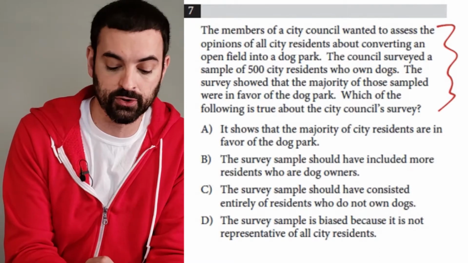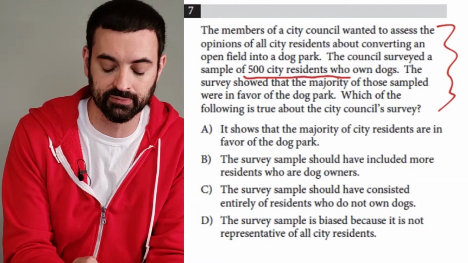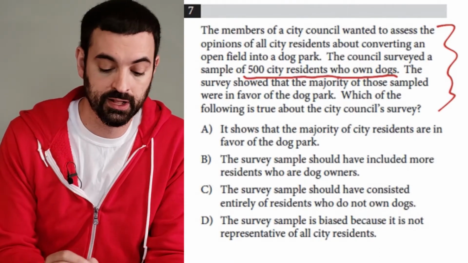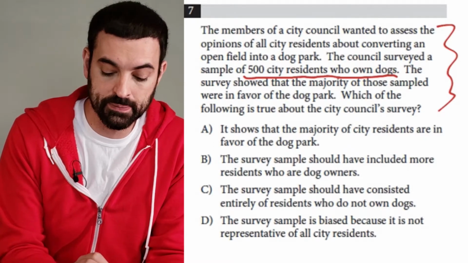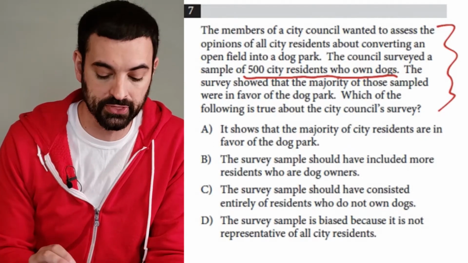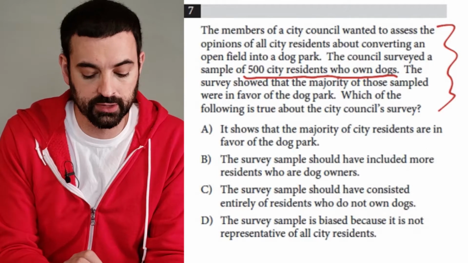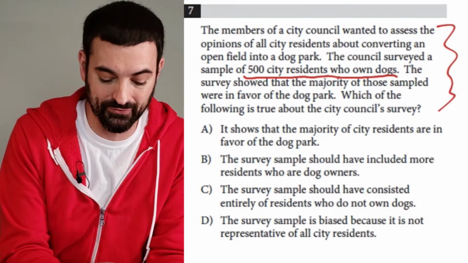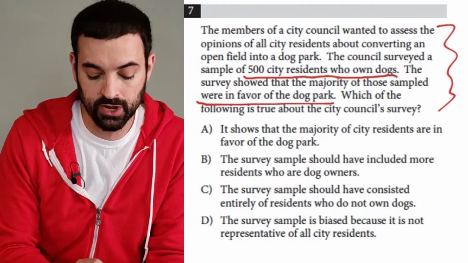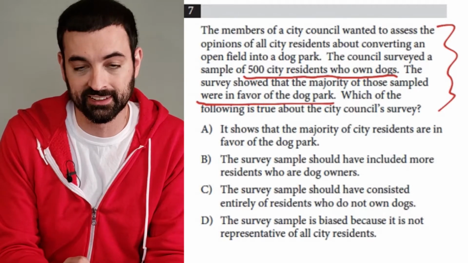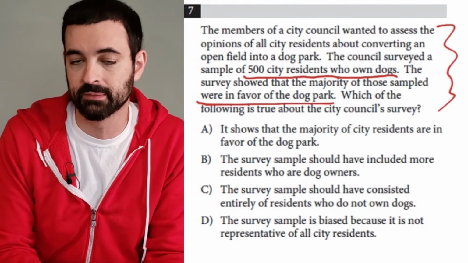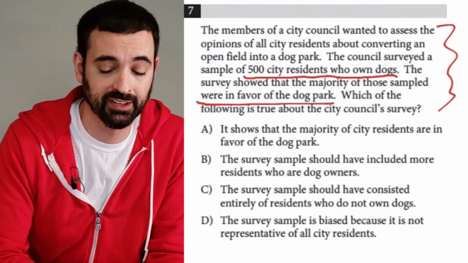Right away, I hope that a red flag goes off or an alarm goes off. All of the people surveyed own dogs. Think about that. The survey showed that the majority of those samples were in favor of the dog park. Which of the following is true about the city council's survey? Take a minute to think about that. Pause it if you have to.